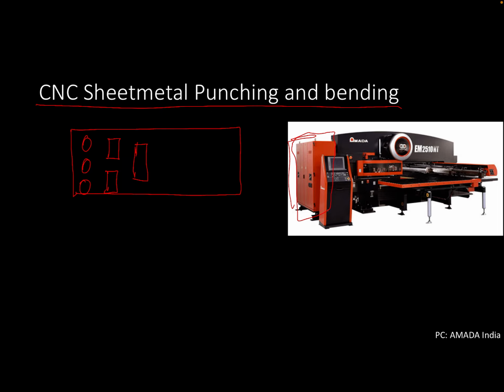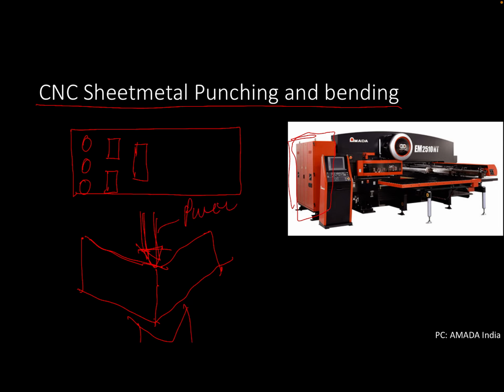While the bending machine is used to bend the sheet like this. If this is your sheet, you can bend the sheet in this way using the CNC sheet metal bending machine. Here is the bend die, and here is the punch. This die and punch combination will be used to bend the sheets.